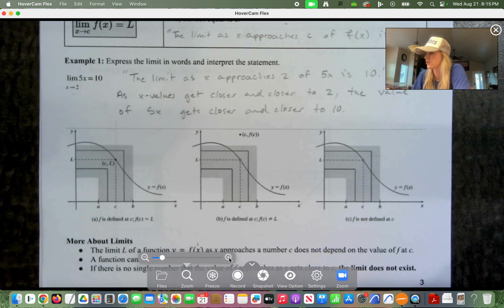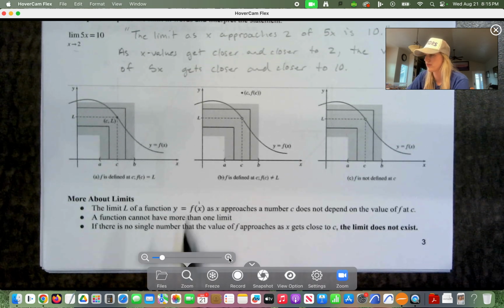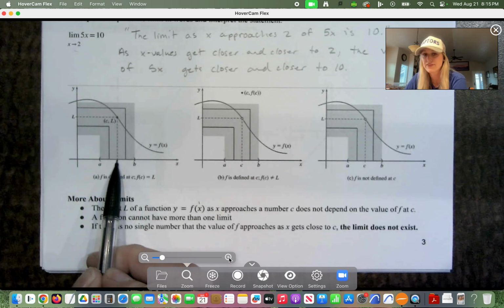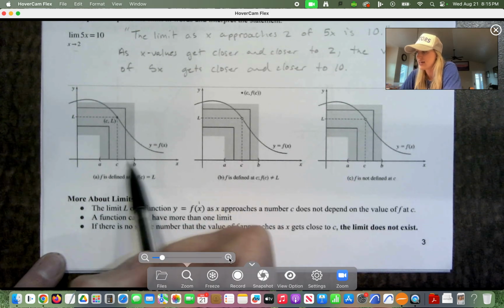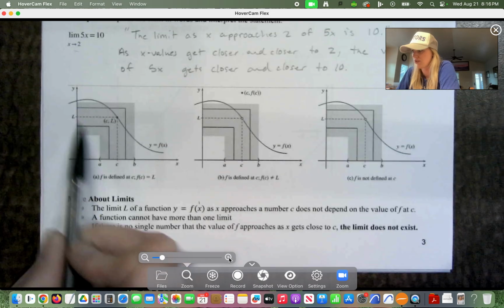Okay, these again are pictures from your book. So these are some different examples of limits. So here's our C value. We can approach it from the left and from the right, getting closer and closer and closer from both sides. We're asking, as the X value gets close to C, what Y value is it getting close to? That's what L represents up here.